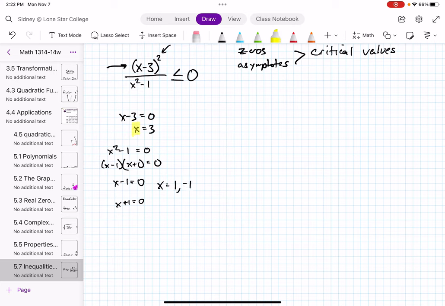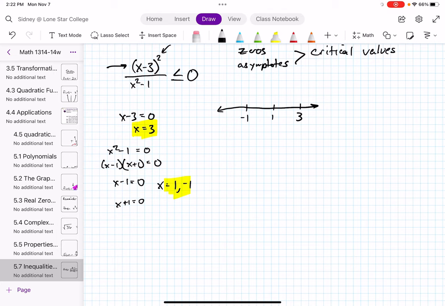Now these three pieces collectively are going to be my critical values. And the way that we do this is we create a partitioned number line. And what I mean by that is this. We're going to put each of these values up in numerical order on the number line. Those are my three critical values. And we partition this up.